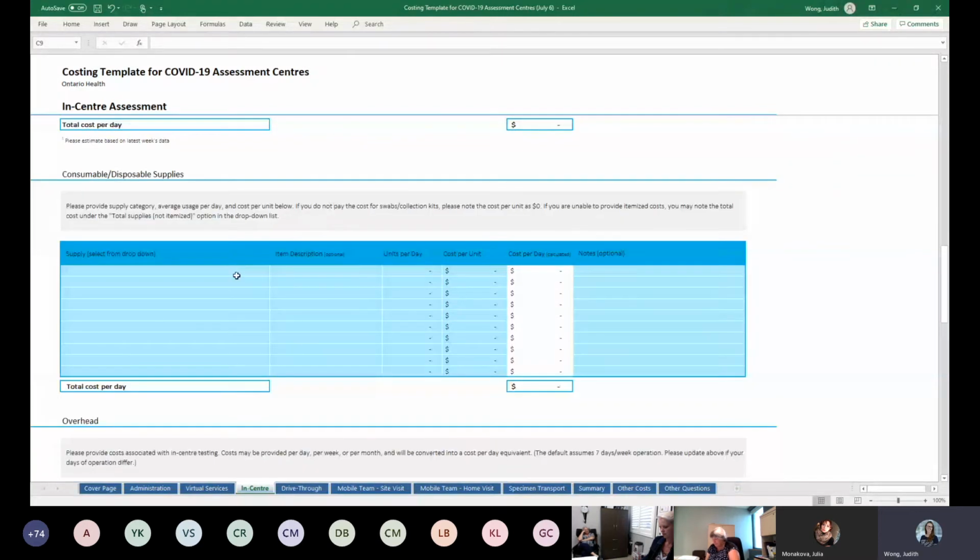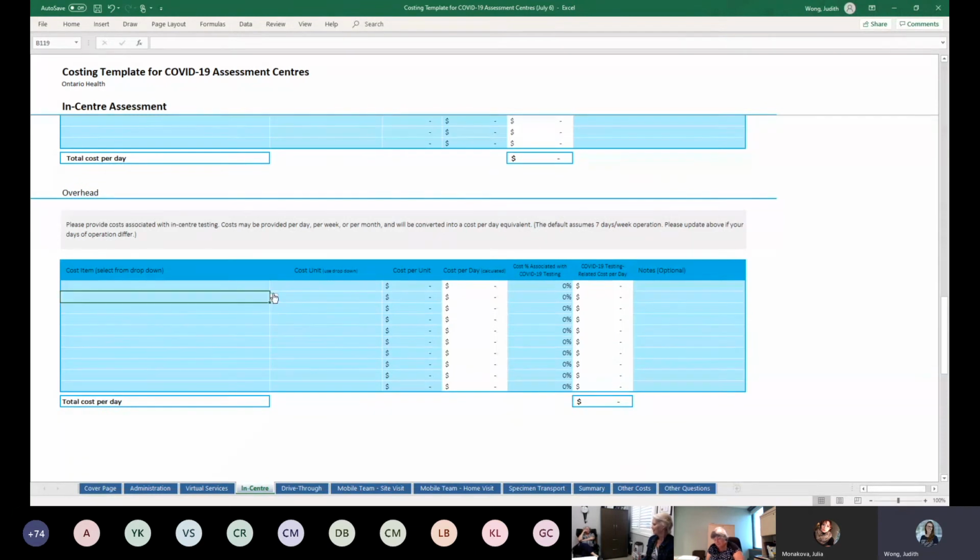I'm going to talk a little bit about supplies. Supplies can either be provided in an itemized format, and we've included some general categories based on what we heard from our interviews: swabs, PPE, and a few other categories. You can also optionally provide your supplies as a total cost, not itemized, recognizing that will make your information less comparable to other sites, but that is an option available to you. Optionally, you can give us additional information about the supply, then just units per day and cost per unit, and it will calculate a cost per day for you.